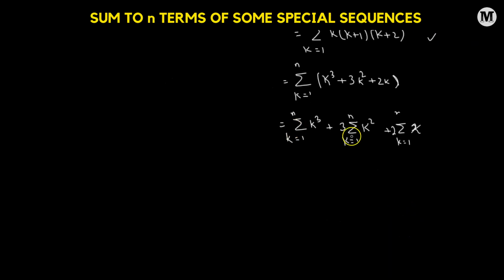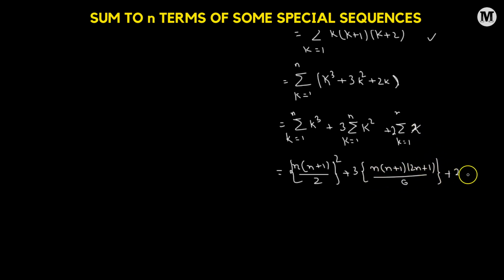Now we have a standard formula for each of the summations. The summation of k cubed is the sum of the cubes of the first n natural numbers. So here we have n times n plus 1 over 2, whole squared, added to 3 times the sum of the squares of the first n natural numbers. The formula is n times n plus 1 times 2n plus 1 divided by 6. And then we have 2 times the sum of the first n natural numbers, that's given by n times n plus 1, whole divided by 2. Now when we combine all the terms, that's going to give us n times n plus 1 times n plus 2 times n plus 3, whole divided by 4.